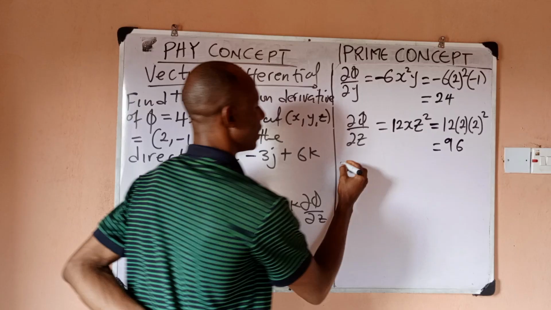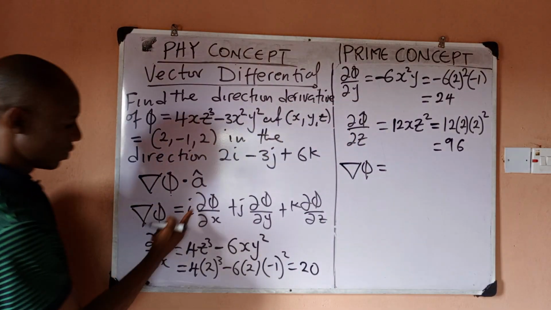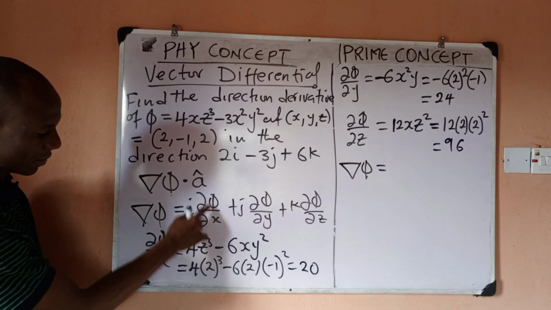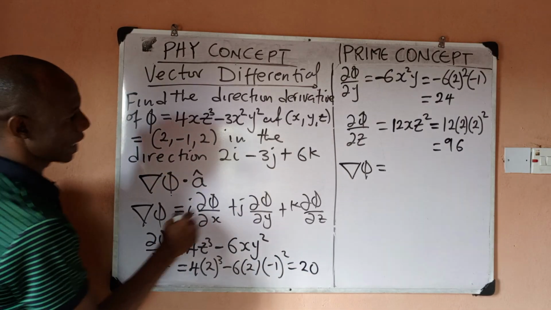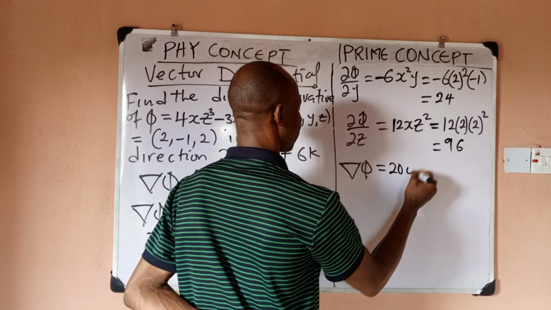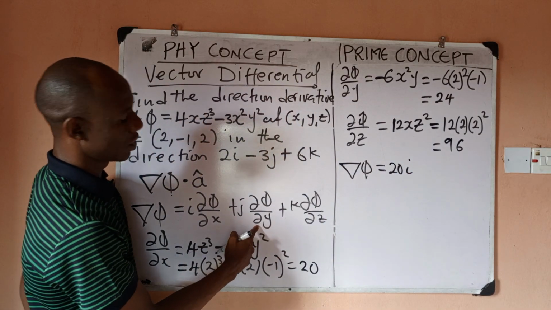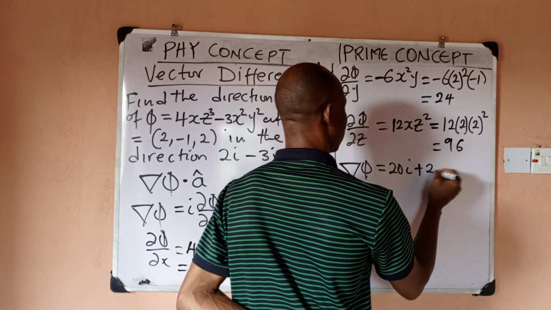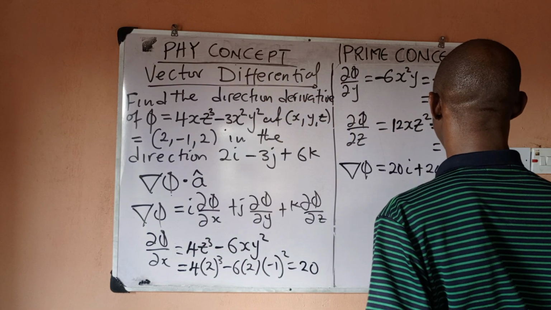So what it means is that my gradient, using this formula, is going to be this, which I've gotten as 20. So I have 20 times i is 20i. Then for this part, I would have this, which I got as 24, plus 24j. Then for the last part is plus 96k.